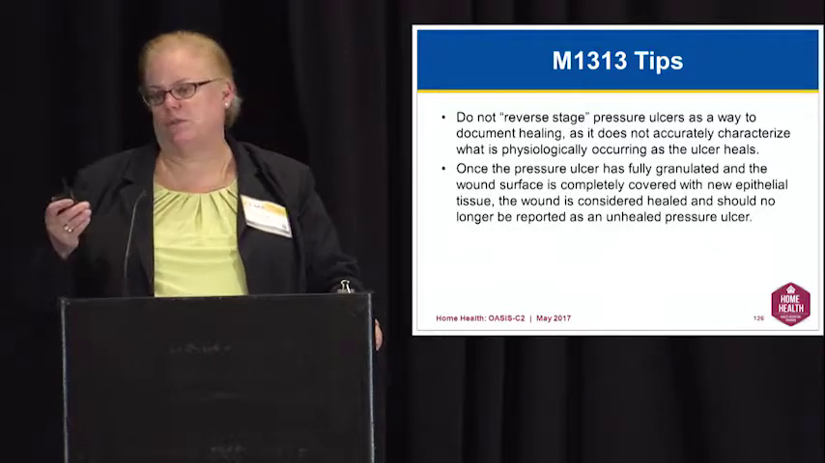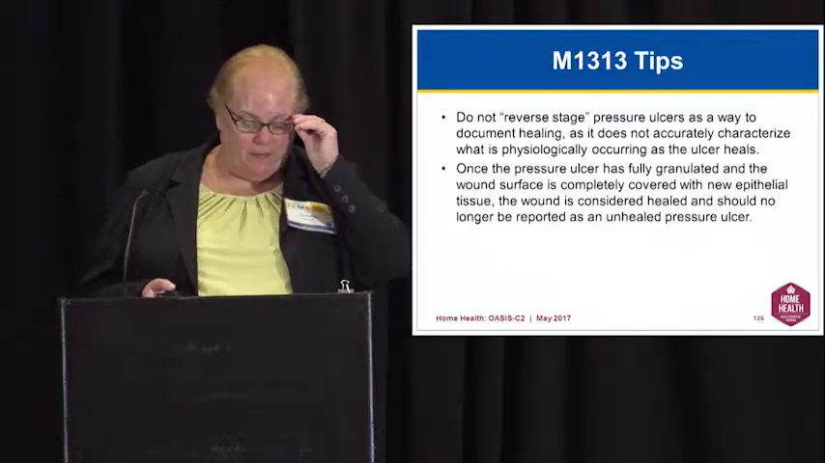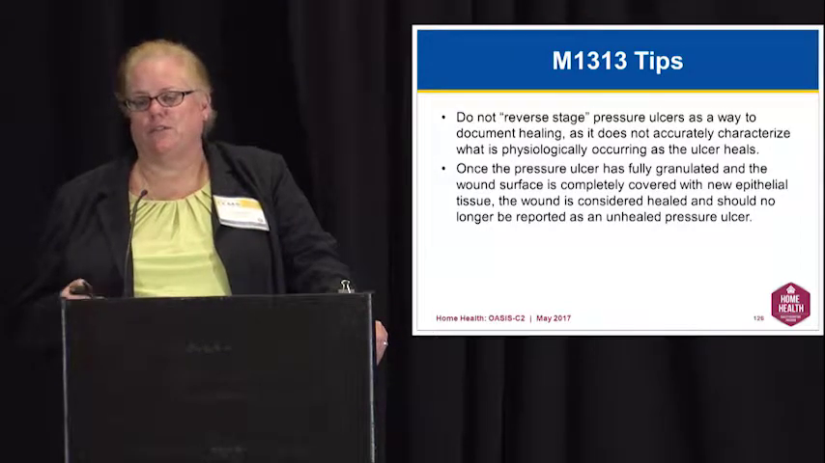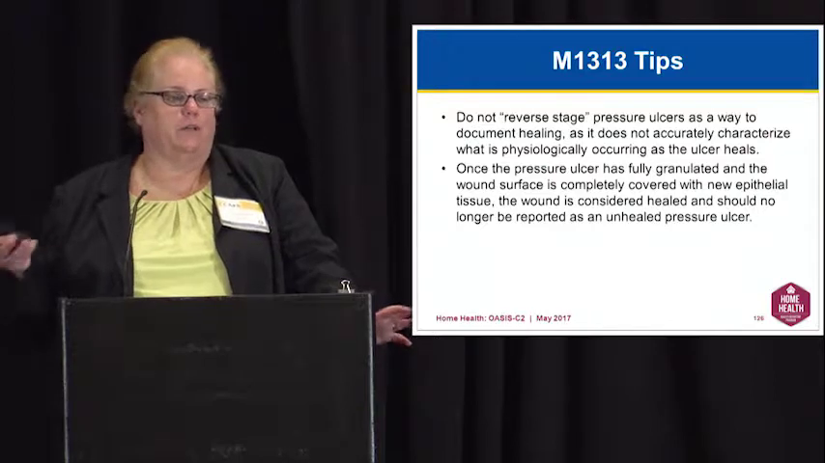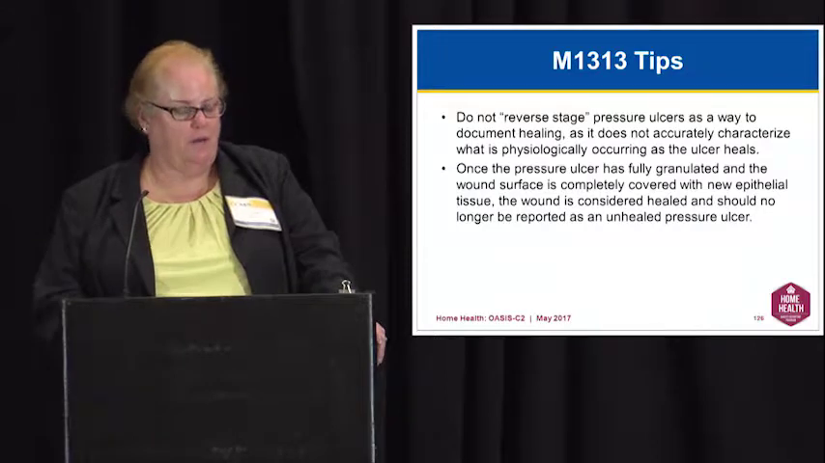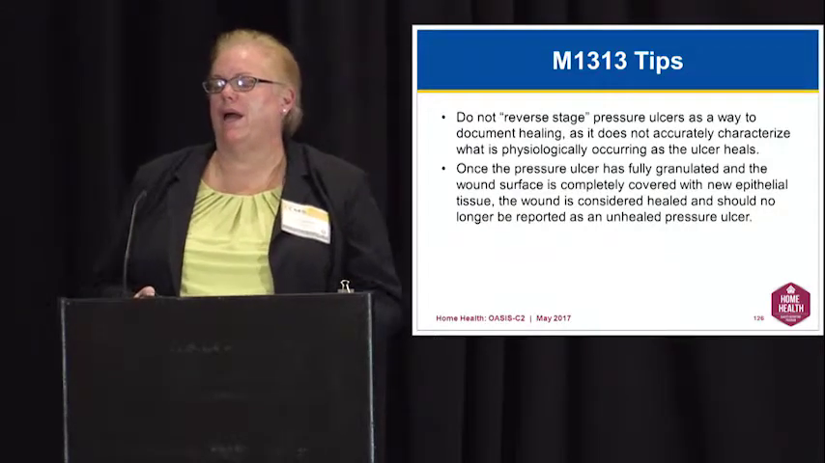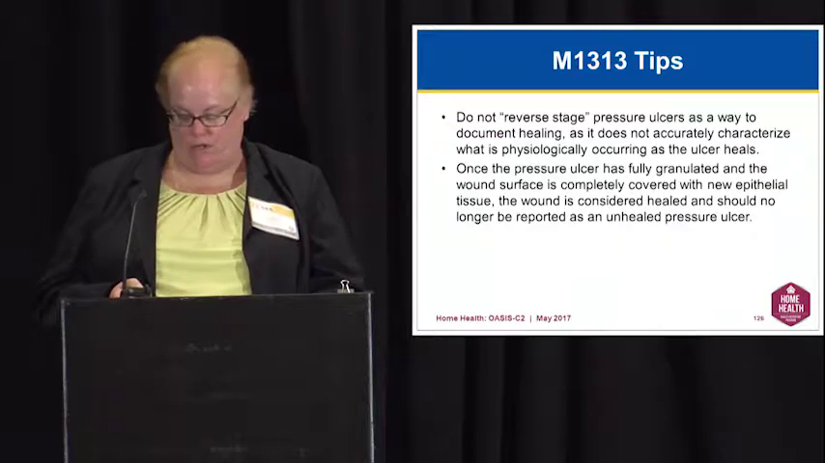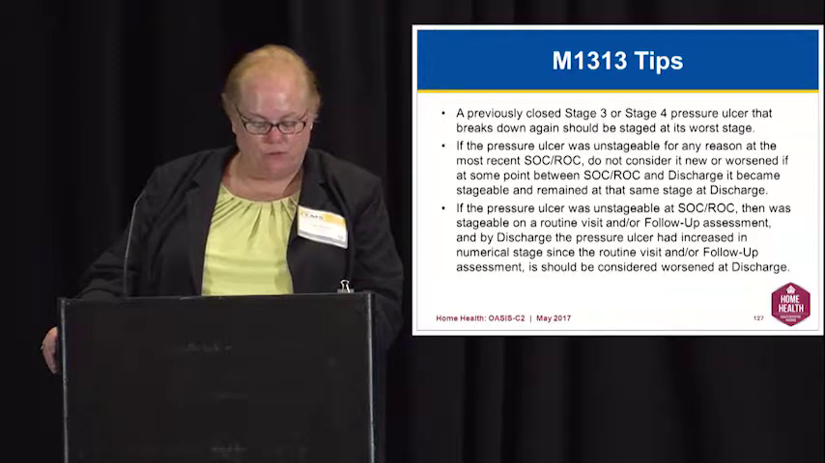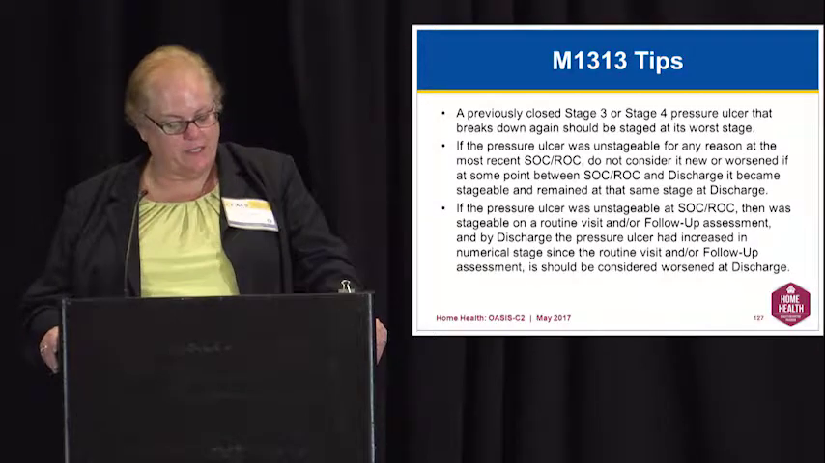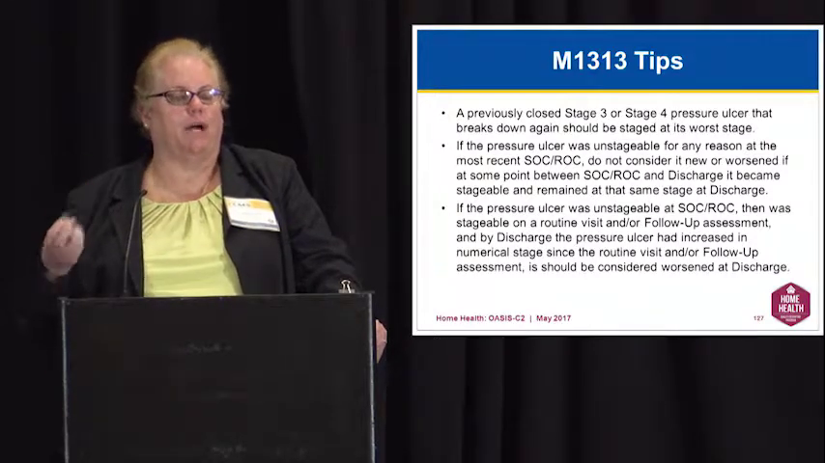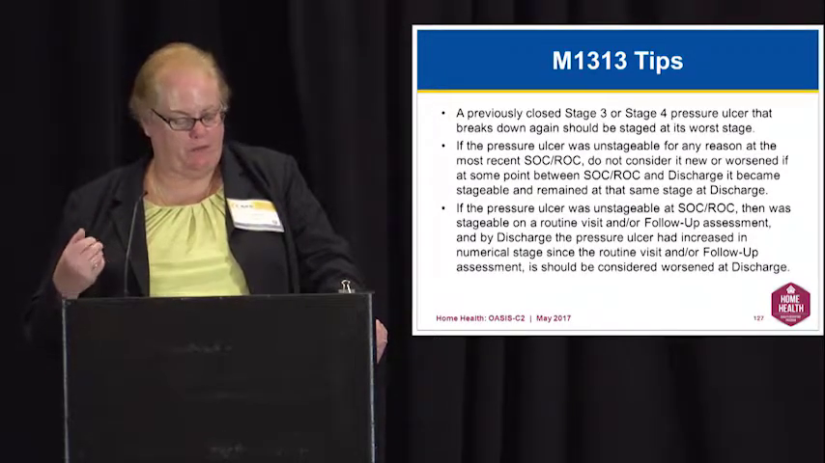We had some conversations with some providers that came up during the break, and talked about some slight difficulty in educating on what should be put in the clinical record versus what should be coded on the OASIS. But we use the OASIS manual and the Q&As to actually code the OASIS. So some of the tips: a previously closed stage 3 pressure ulcer that breaks down again should be staged at its worst stage. So that's important, where we already talked about why it's so important to find out what its deepest anatomical stage was, if you can find it.